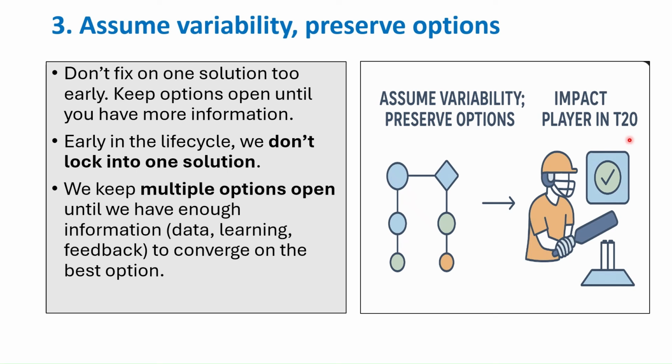So no team finalizes the impact player in the beginning. It all depends upon the situation. It also depends upon the kind of conditions our team is in, that impact player is decided. So it's not finalized in the beginning. And this is kind of a flow chart where we have to make a decision. So should we go with this option or should we go with this option?